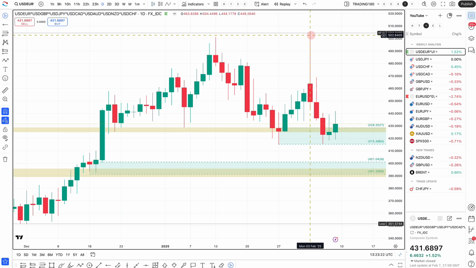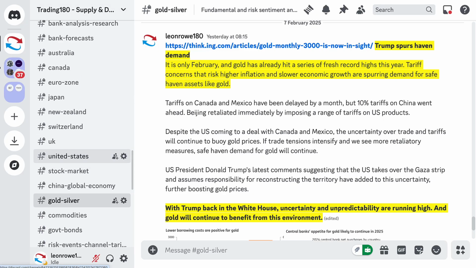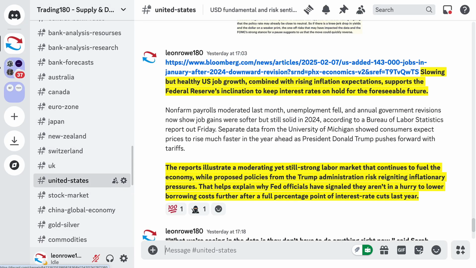And so, in the short term, I do believe that the price of the dollar is going to be quite volatile and will be driven not only by the fundamental side, but of course trade tariffs, the dominant narrative for the market. But also, let's go to the United States channel. We did have slowing but healthy US jobs growth combined with rising inflation expectations, which supports the Federal Reserve's inclination to keep interest rates on hold for the foreseeable future.